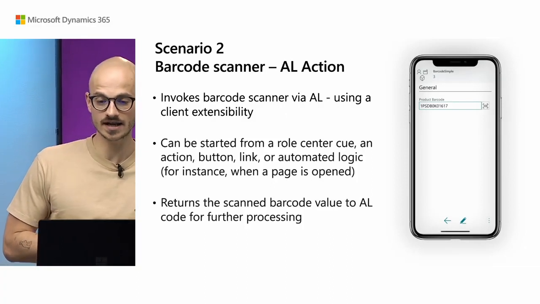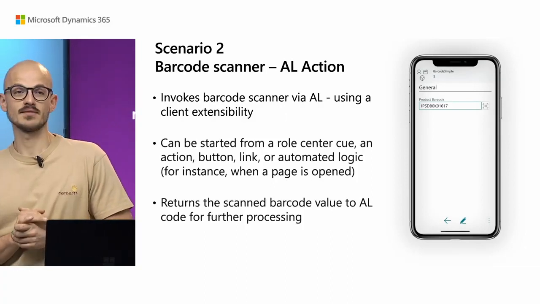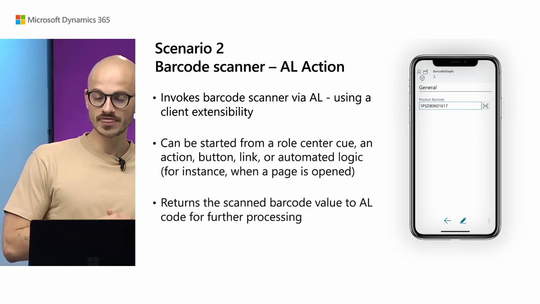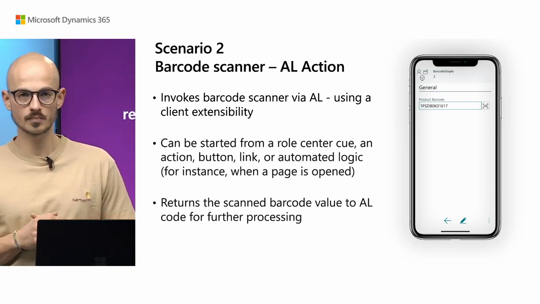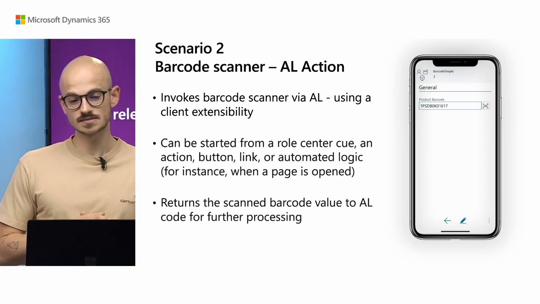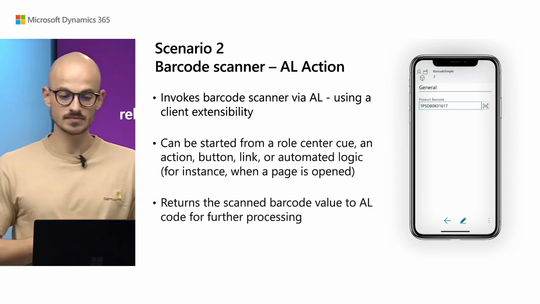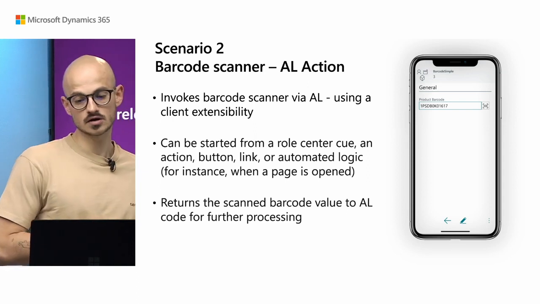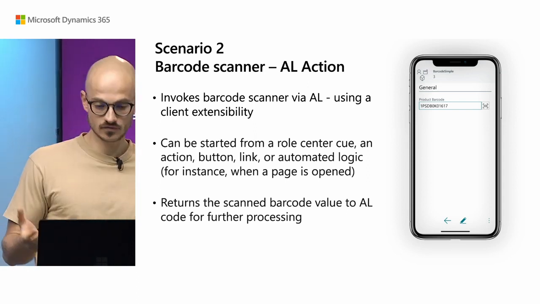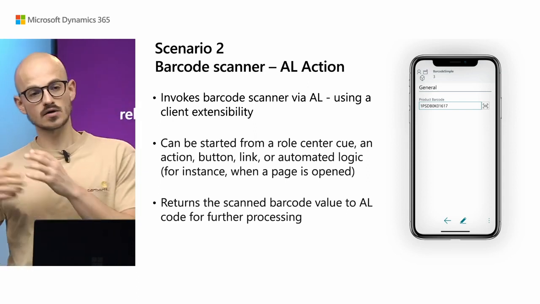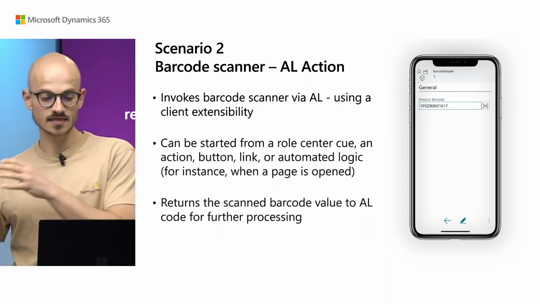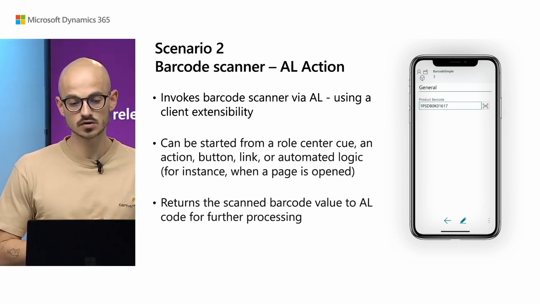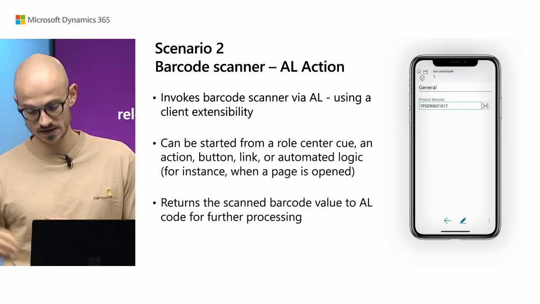The second scenario represents the same native capability for barcode scanning, and that is using the camera barcode scanner. But we allow AL developers to build a more customizable experience. For example, it can be started from a role center cue, an action, a button, a link, or some automated logic when a page is open, for example. And once a barcode is scanned, then it just returns the value to AL for further code processing.